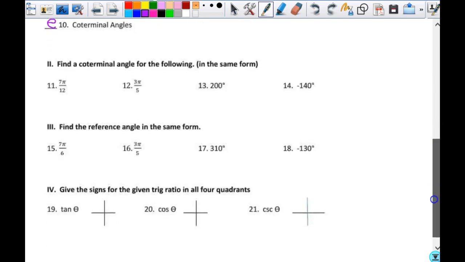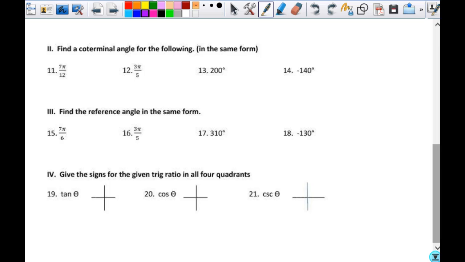All right, moving on. It says find a coterminal angle for the following in the same form. So if I am going to do radians here, then to find a coterminal angle, you are going to add or subtract multiples of 2 pi, because that gives us a full rotation in one direction or another. So it just asks for 1. I'm going to do 2, because most likely you didn't do like a huge multiple of 2 pi. You probably did pi either positive or negative.